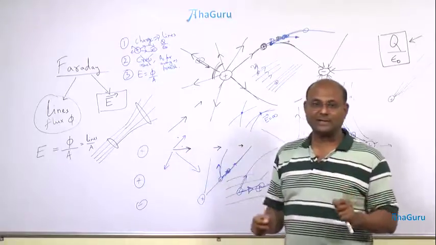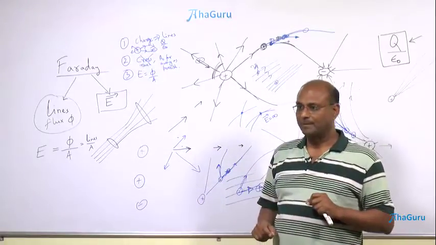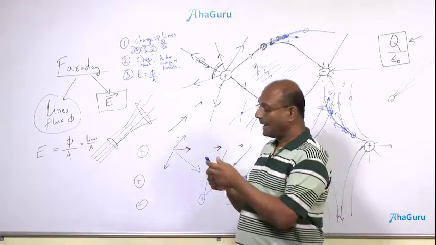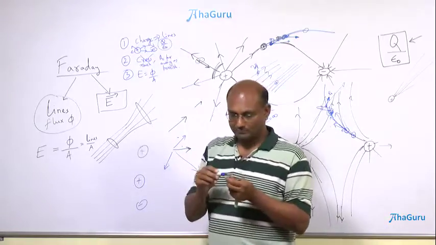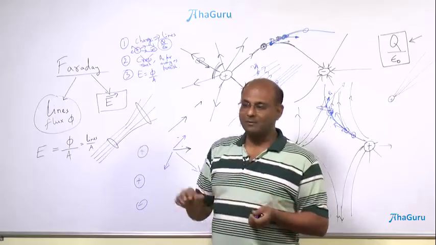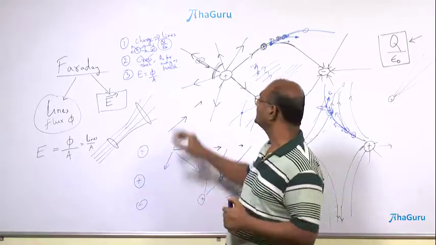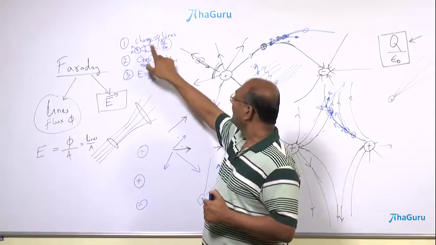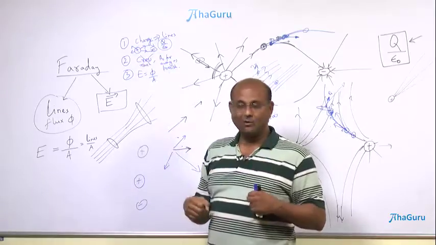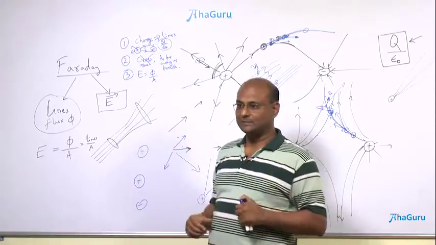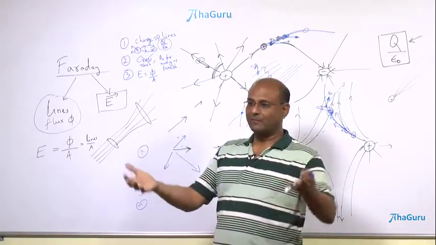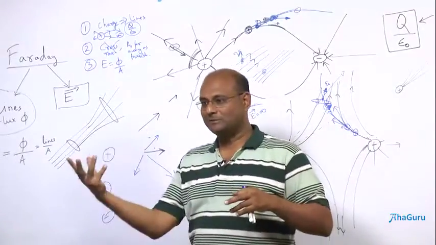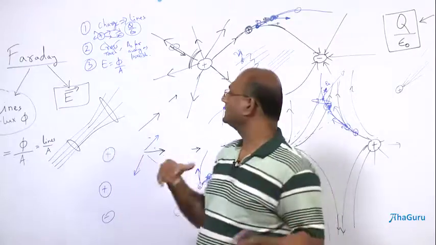Charges, positive charges produce lines. How many lines? I am going to pretend that the number of lines is q by epsilon naught. That's not normally accepted, but you will find that it's very useful for calculations. Okay, so negative charges take in lines. How many? Depends on the size of the charge. Double the charge, double the number of lines. Double the number of lines it will pull in. If you double the positive charge, double the number of lines that it produces.